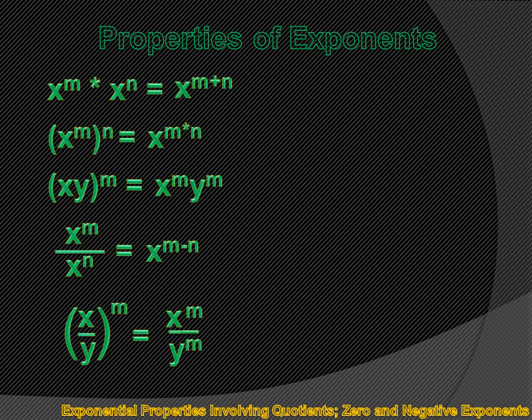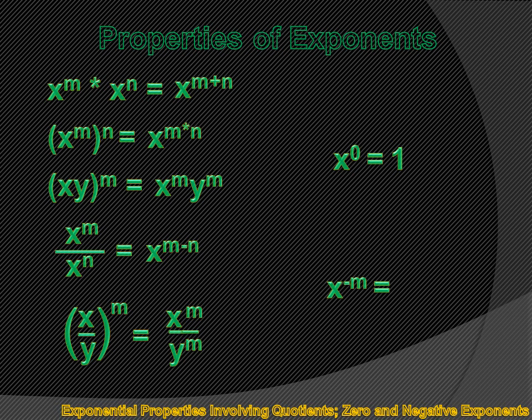Only two more things you need to remember. The first is that any number taken to the zero power equals, what's it equal? Well, for some reason it equals 1. x to the zero power equals 1.